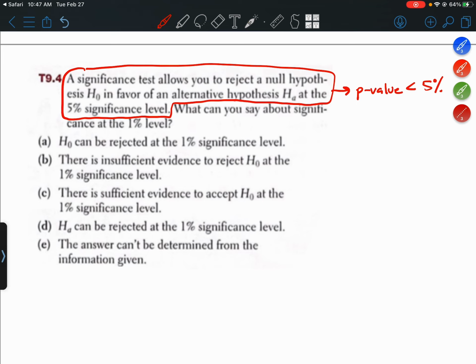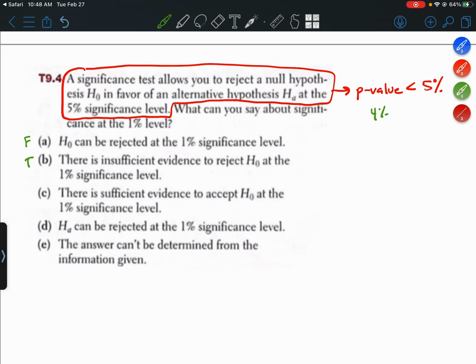Well, let's suppose the p-value was 4%. If that's the case, then choice A, H0 can be rejected at the 1% significance level, wouldn't be true because 4% is not less than 1%. There's insufficient evidence to reject H0 at the 1% significance level. So this would be false, and this would be true.